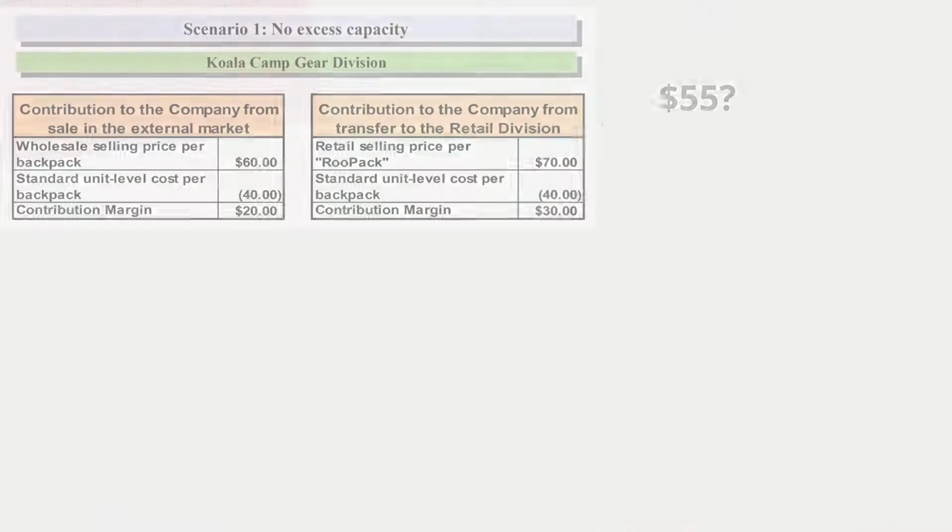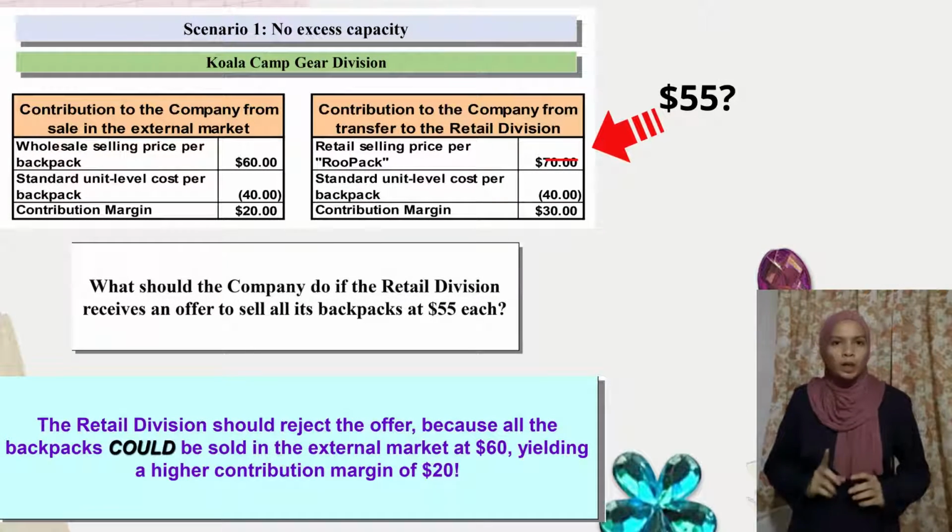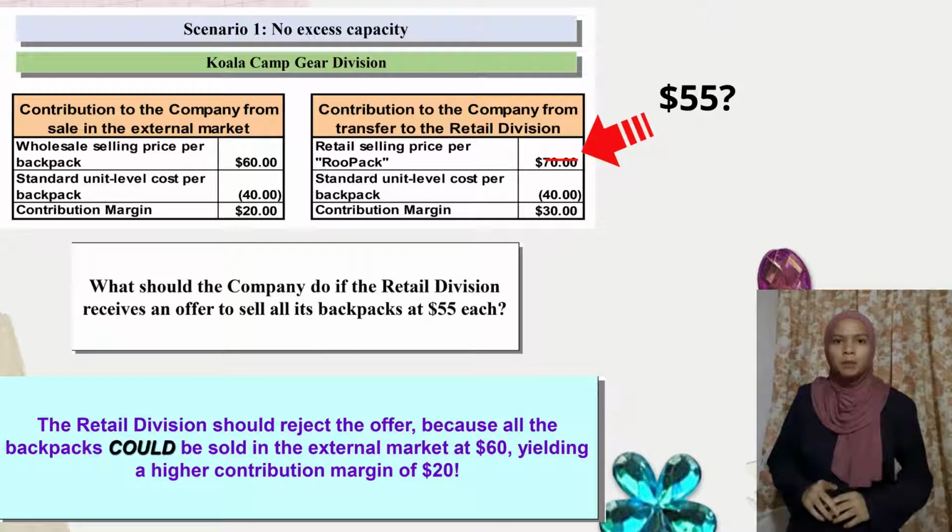$60. Okay, we move to what the company should do if the retail division receives an offer to sell all its backpacks at $55 each. The retail division should reject the offer because all the backpacks could be sold in the external market at $60, yielding a higher contribution margin of $20.